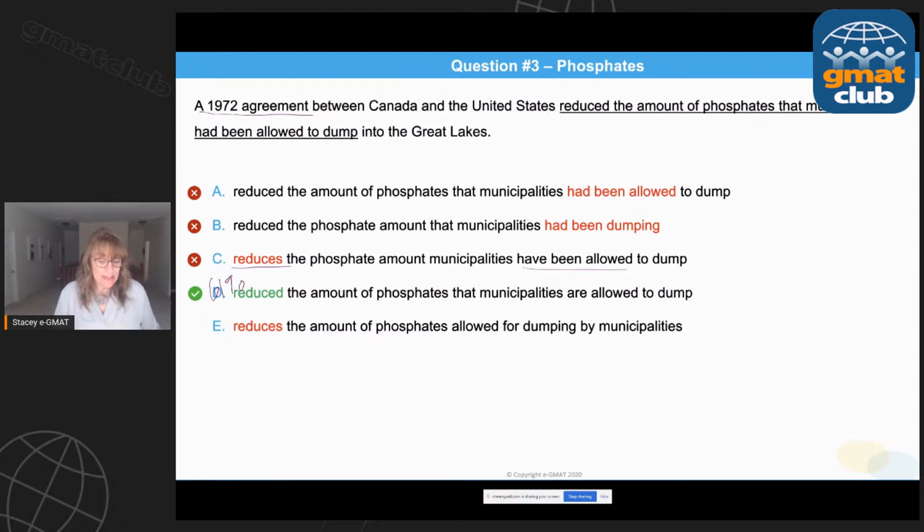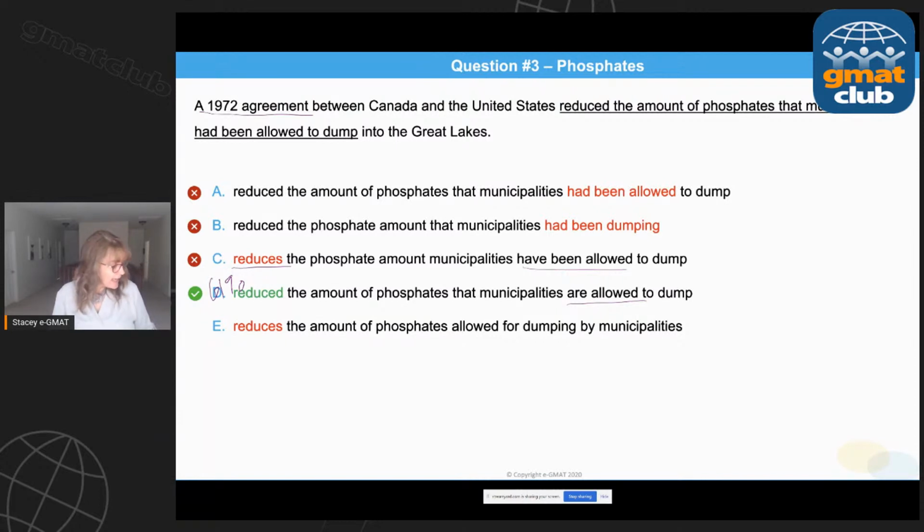We have reduced the amount of phosphates that municipalities are allowed to dump. Now, some students get confused with the use of "are allowed." This is fine because it tells us that we are now allowed to dump. So there's nothing contextually here that tells us that this agreement has been changed or that this law no longer exists. So for all we know, this is the current law and that municipalities are still allowed to do this. So the use of "are allowed" is 100% okay here. So choice D is indeed the correct answer choice.